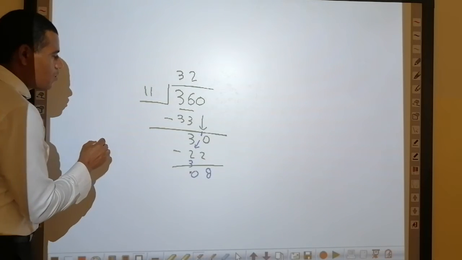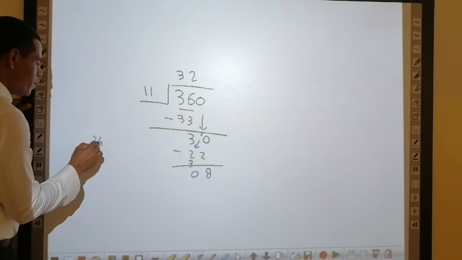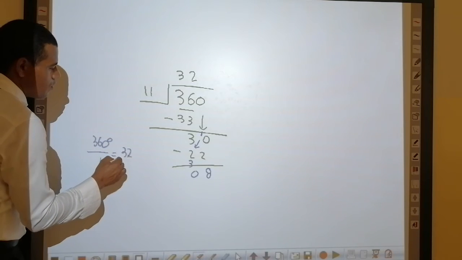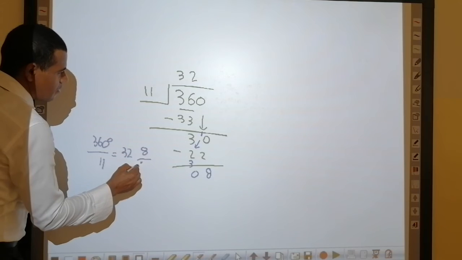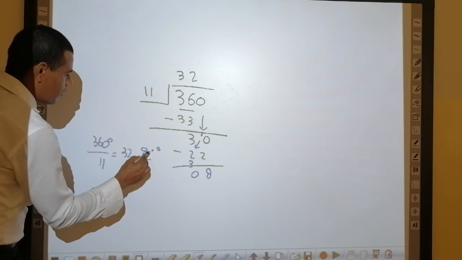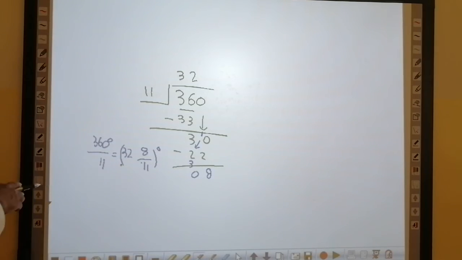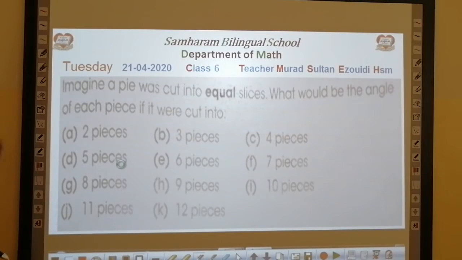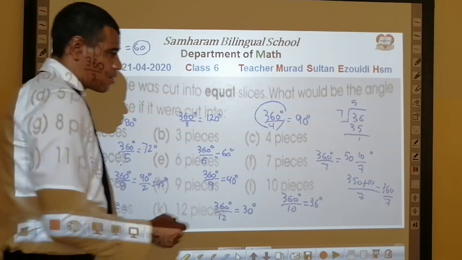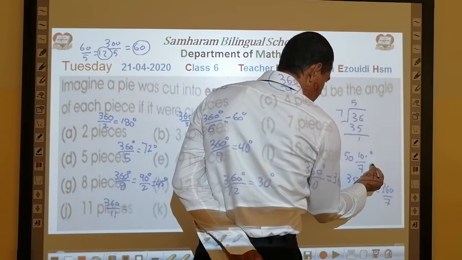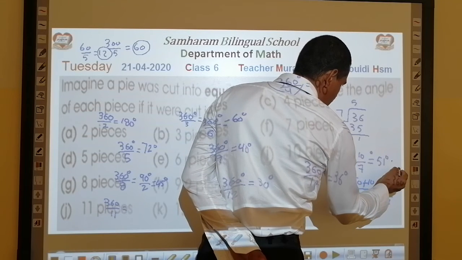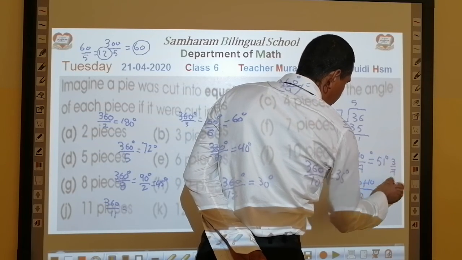Okay, so it will be what? 360 degrees divided by 11 gives 32 and 8 divided by 11 degrees. Okay? The next. We cannot solve this one. We can, it will be 51. This one can be 51 degrees, 3 over 7. Okay?